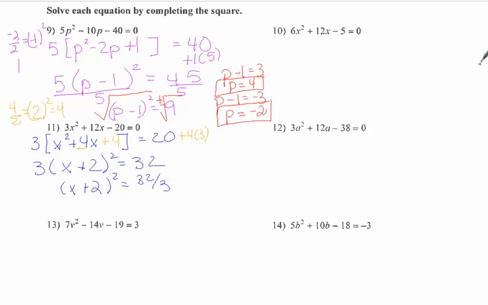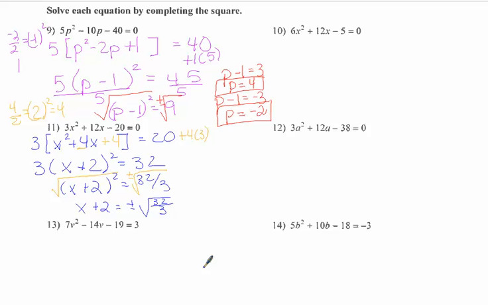Now I take my square root. My favorite thing to do. When I take my square root, I have to remember my plus or minus. I am left with, and this is going to be fun, x plus 2 equals plus or minus the square root of 32 thirds.